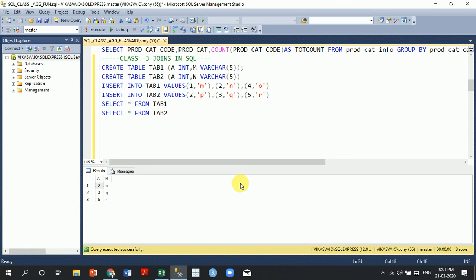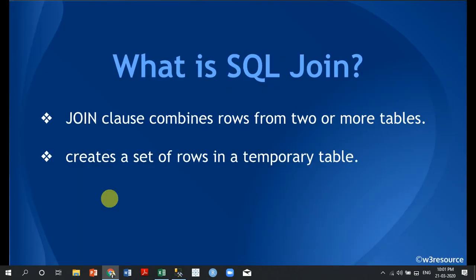Now let's see what values are there in my table 1. As you can see, whatever values we have inserted are coming over here, that is 1M and 2N. Now let's execute the second query and find out what values are there in my table 2. So let's execute this query, and you can see the values in table 2 are 2P, 3Q and 5R. The values we have provided are already there in the table.